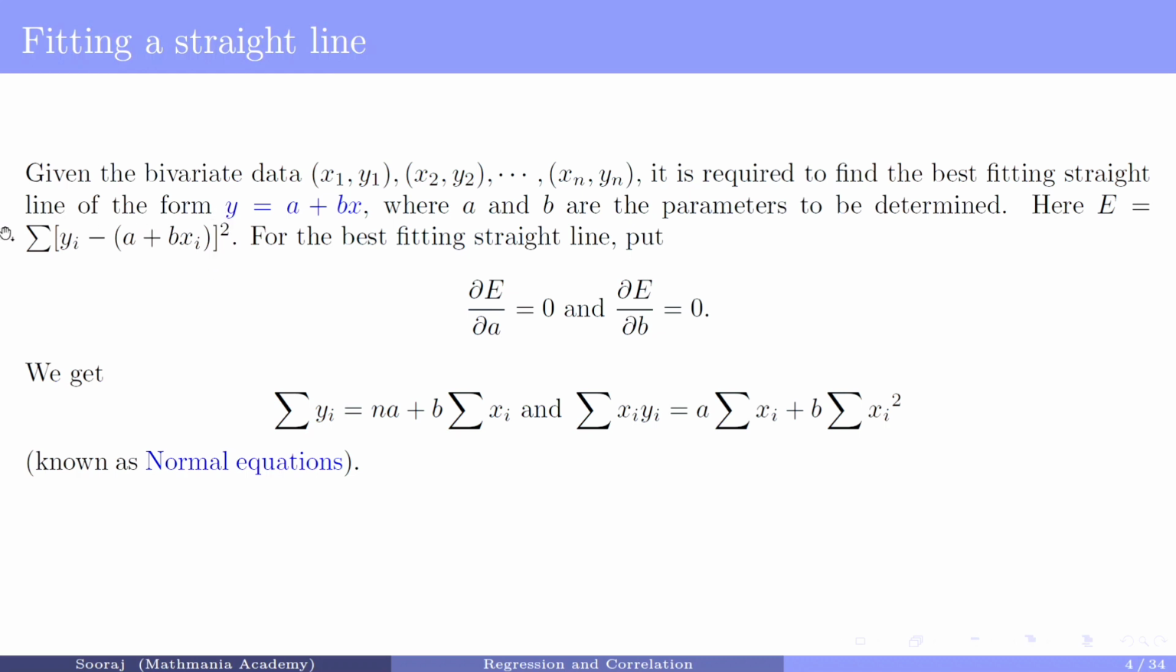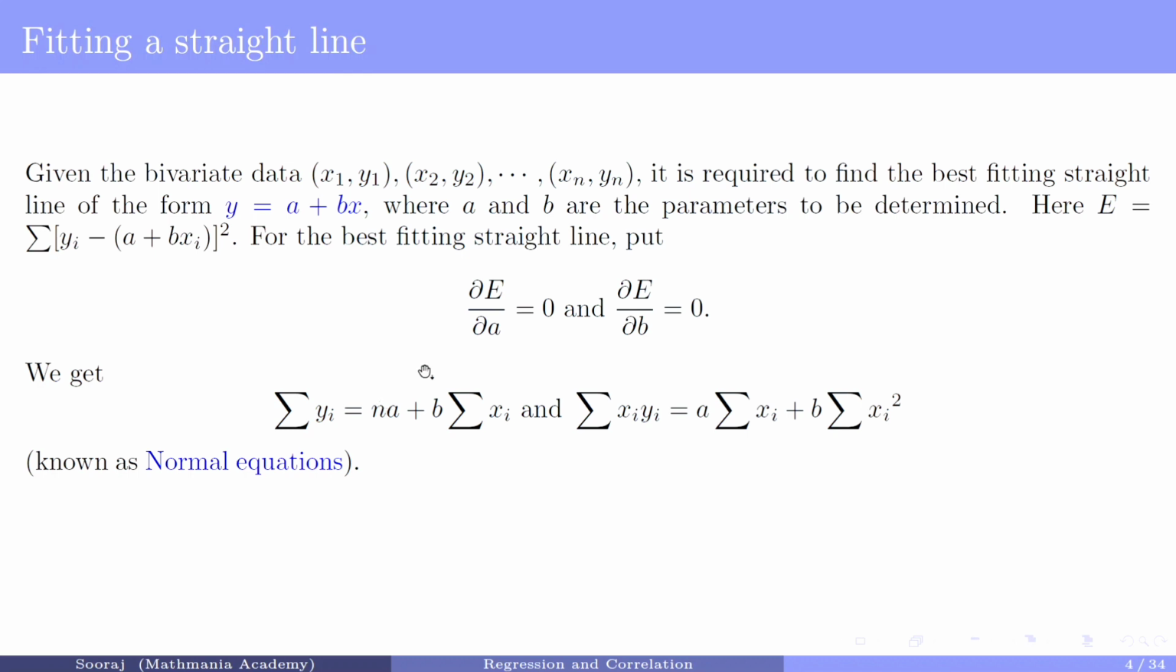And as a whole we have minus, so when we multiply that inside, we will have minus summation yi plus na plus b times the summation xi equals 0. So we just take the negative quantity to the other side, and that is how we get this first equation.